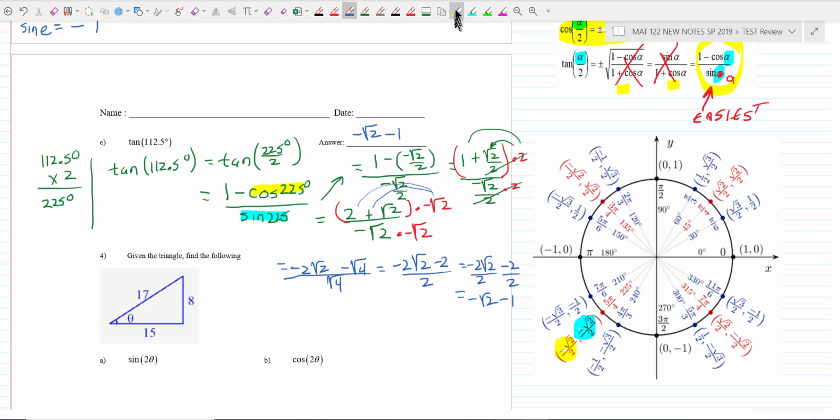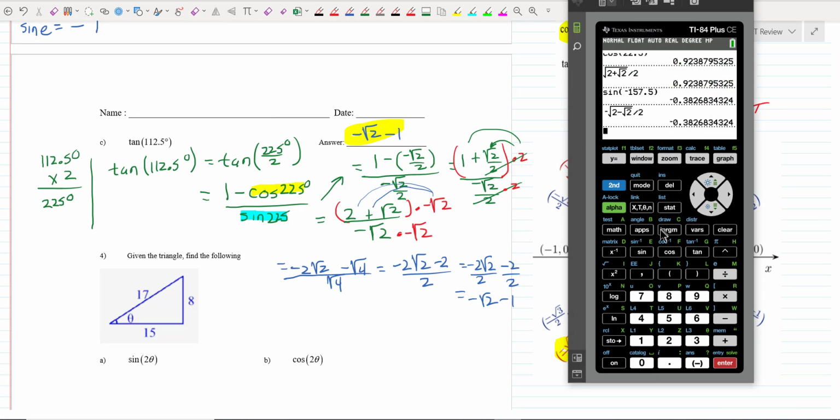Okay, so there's a lot of algebra going on in that problem that you have to work with. But that is the easiest identity to work with, so use the third form of that. And then again, it's pretty easy to verify your answer on a calculator.